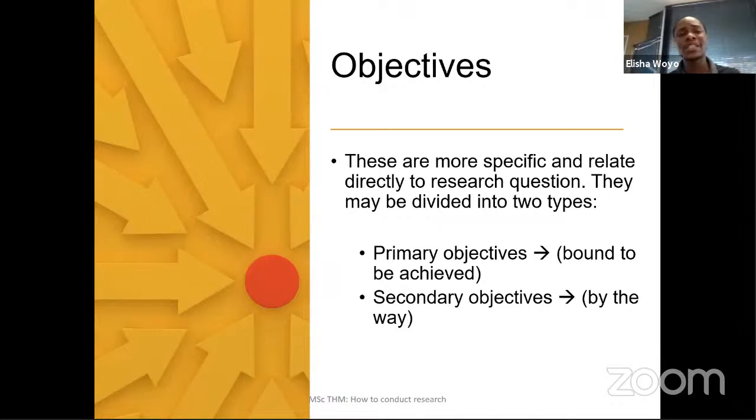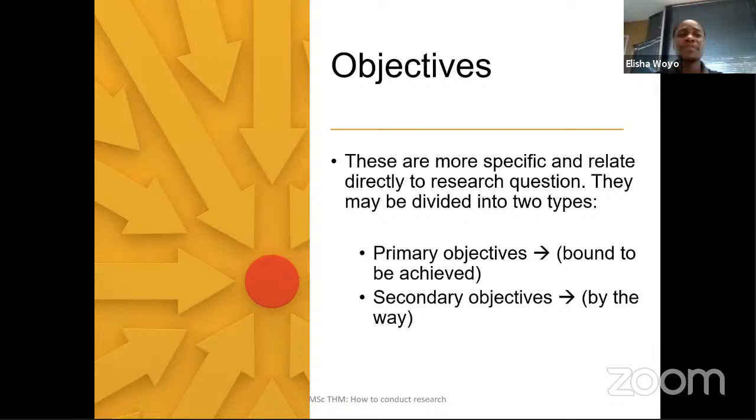So once you formulate a research aim, please unpack it and then try to develop specific objectives that you need to meet in order to achieve the aim. Because if objectives are not met, then it means the research aim is also not met. So objectives are more specific. They should relate to the research question. And we normally divide them into primary objectives, or rather a main objective, and secondary objectives. So the primary objective is what exactly is bound to be achieved.